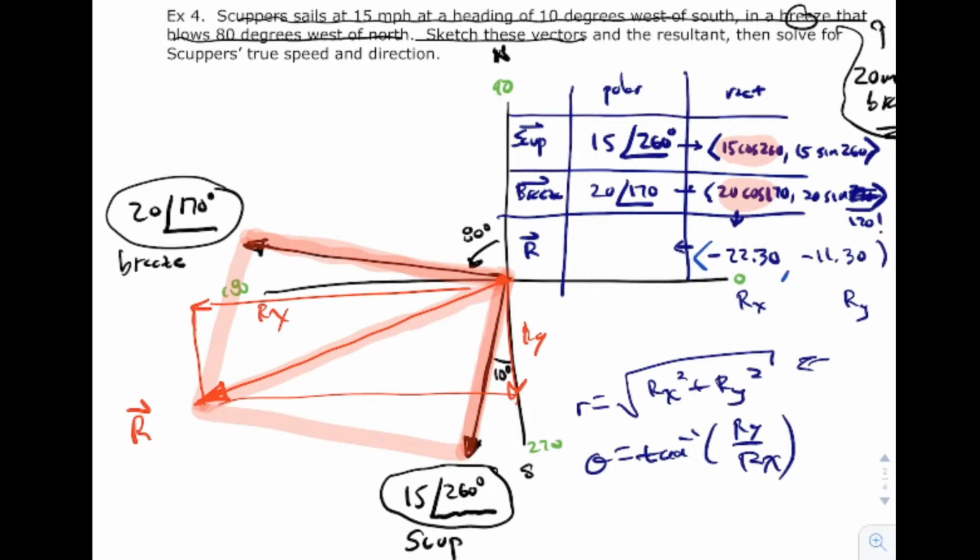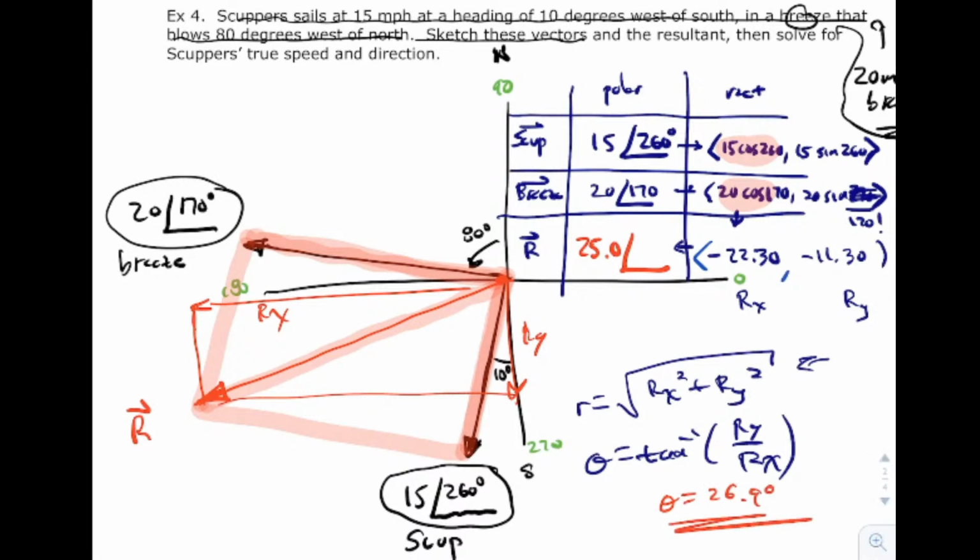Who'd have thunk it? So it's just about 25. I'm going to put 25.0. I got 24.9996. So to 3 sig figs, that's 25.0. And then the theta, you do a shift tangent, put the y component, which is a negative 11.3, over the x component, which is a negative 22.3. The negatives are important here, except for the fact that they cancel in this particular case. But anyway, I'm getting an angle of 26.9 degrees.